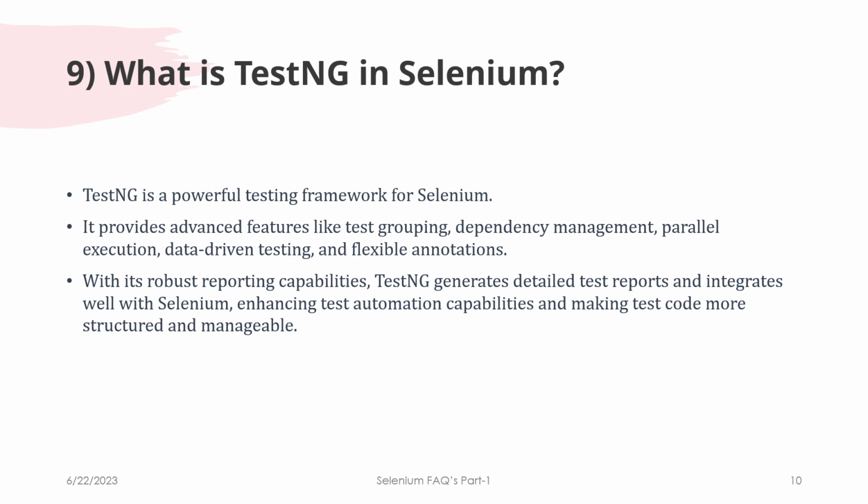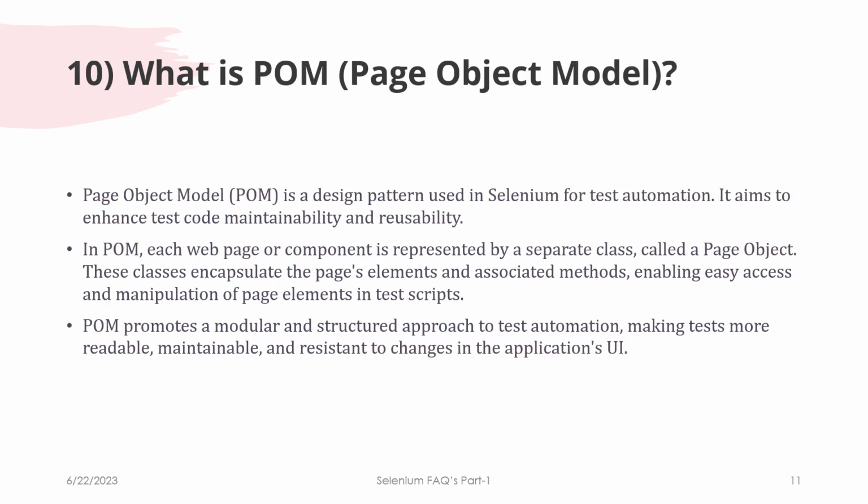Coming to the next question, what is POM, Page Object Model? Page Object Model is a design pattern used in Selenium for test automation. It aims to enhance test code maintainability and reusability. In POM, each web page or component is represented by a separate class called a page object. We'll have different page objects in that page object model. These classes encapsulate the page's elements and associated methods, enabling easy access and manipulation of page elements in test scripts.